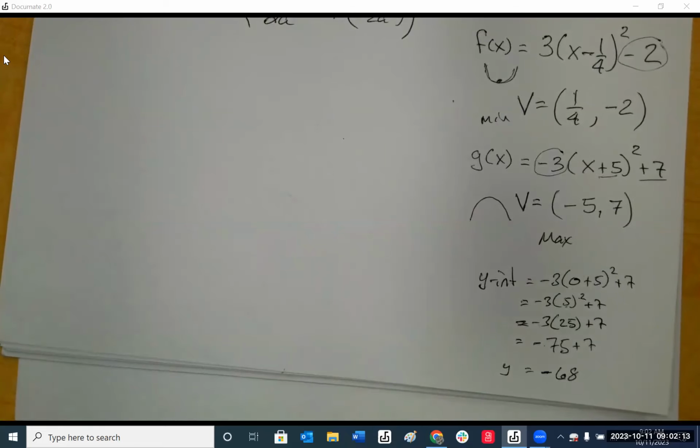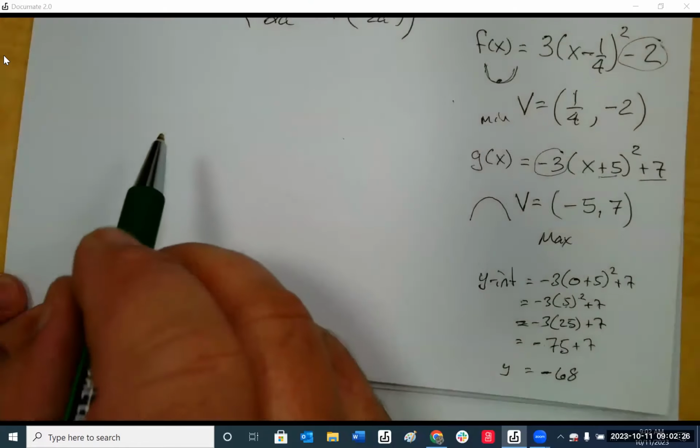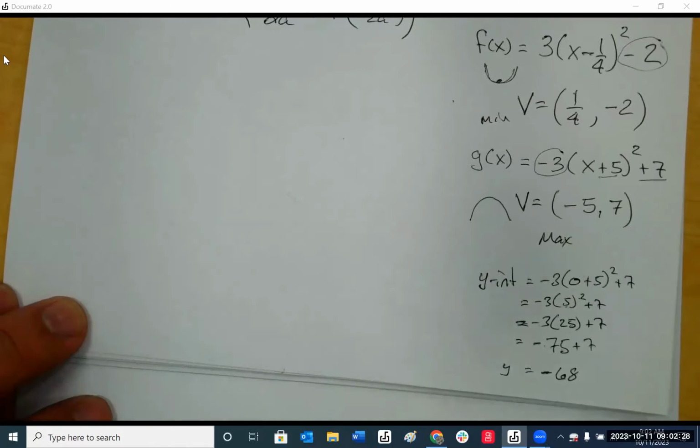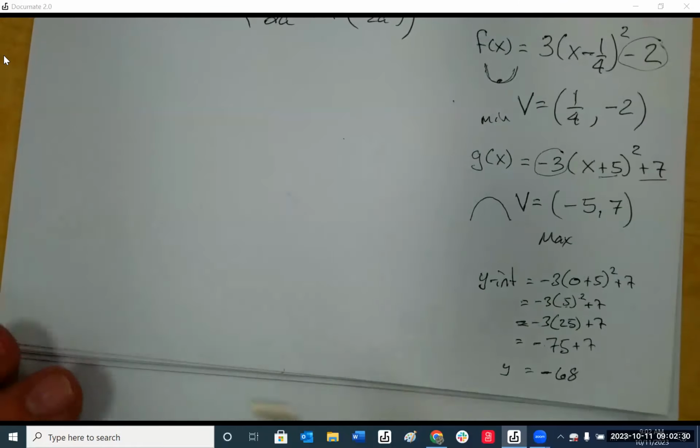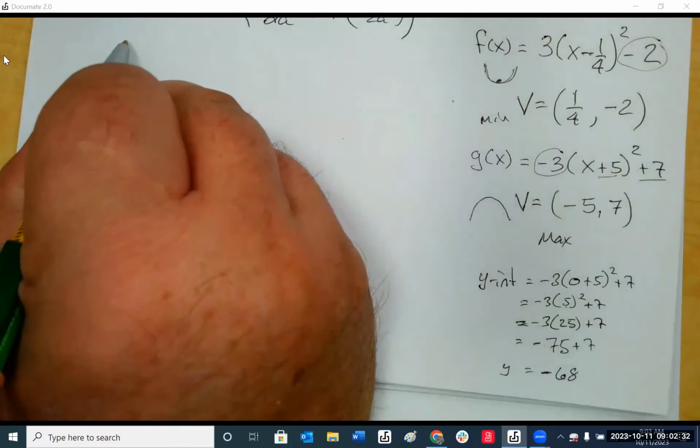So if you have the vertex form, you have to set x equal to 0 and work it out. If you have the standard form, ax squared plus bx plus c, just look at the constant. But to find the vertex in the standard form, we have to do some work. Let me give you this one.